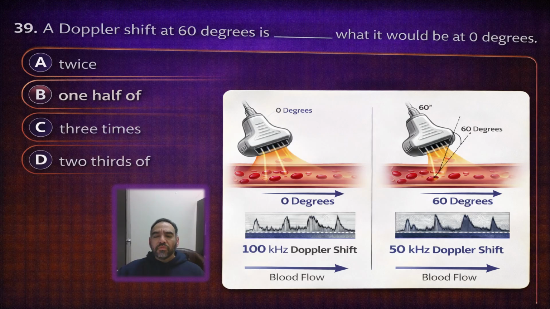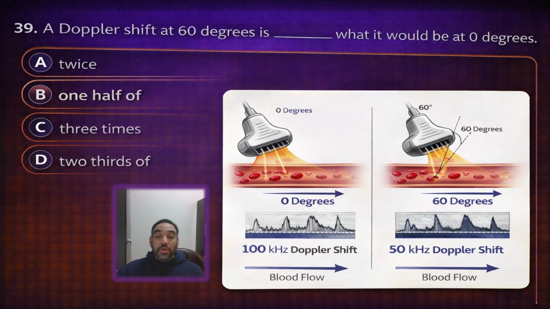You can memorize some values of cosine that would help you on the test. Cosine 0 is equal to 1, cosine 30 is equal to 0.87, cosine 45 is equal to 0.71, cosine 60 is equal to 0.5, and cosine 90 is equal to 0. So 60 always cuts the Doppler shift in half.